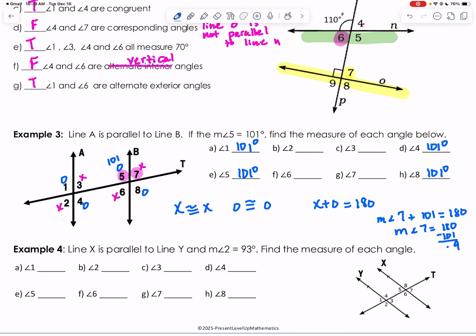So that would be 79 degrees. So angle 7 is 79 degrees. Now, angle 7 is an X. Once you know one of the X's, you know all of the X's. So that means angle 6 is also 79 degrees. Angle 2 is 79 degrees. And angle 3 is equal to 79 degrees.